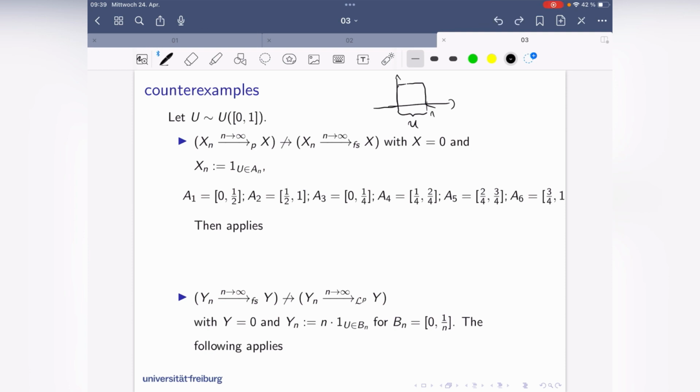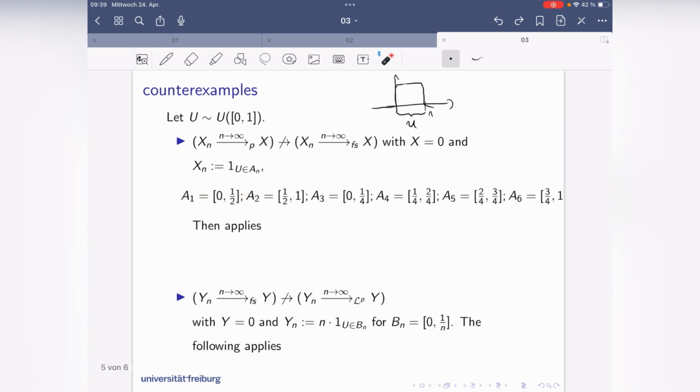Then I have the interval from 0 to a fourth. Then from a fourth to a half. Then from a half to three fourths. Then from three fourths to 1. And so on. The point is that the intervals become smaller and smaller in length, which means the probability that u is in this interval, well, I can compute this. The probability that u falls in this interval here is a half, then falls in this interval here is a fourth, and so on. So that goes down to 0.